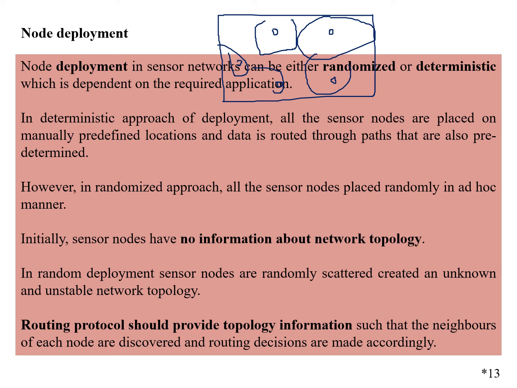And another approach is randomness. You have no information about the network topology, you just place the nodes randomly, and that sort of network will be unstable. So the routing protocol should provide topology information such that the neighbors of each node are discovered and routing decisions are made accordingly.